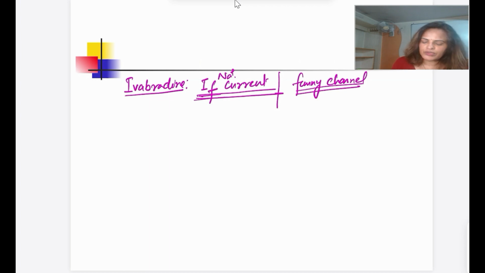Funny channel sodium current. Now to make you understand this, you must know about the pacemaker potential. So what is the cardiac pacemaker potential? Now which cell acts as a pacemaker? It is the SA node. So how is the SA node's potential there?